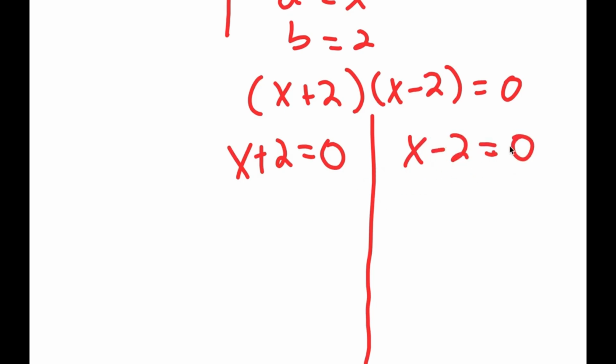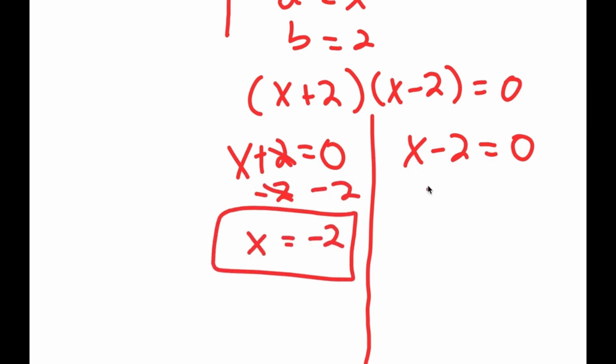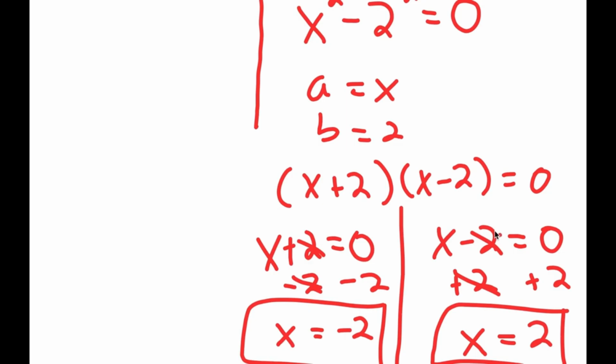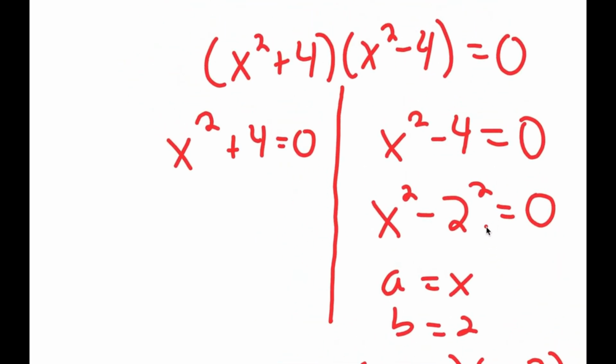So these are fairly simple equations. For x plus 2 equals 0, I subtract 2 on both sides, and I get x is equal to negative 2. For x minus 2 equals 0, I can add 2 on both sides, and I get x is equal to 2. Now for x squared plus 4 is equal to 0, I can subtract 4 on both sides, and I get x squared is equal to negative 4.